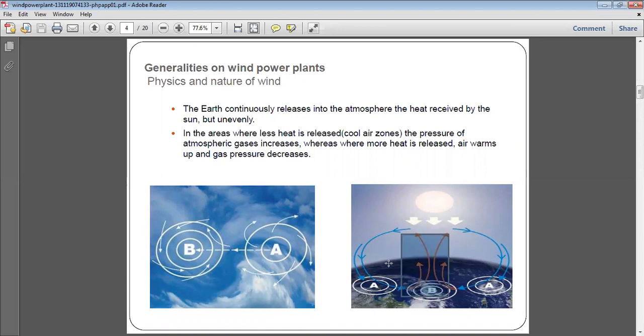So what is happening is that the difference between the lower heat release and more heat release leads to a decrease or increase in pressure at some places. That is the reason why a pressure difference is generated.